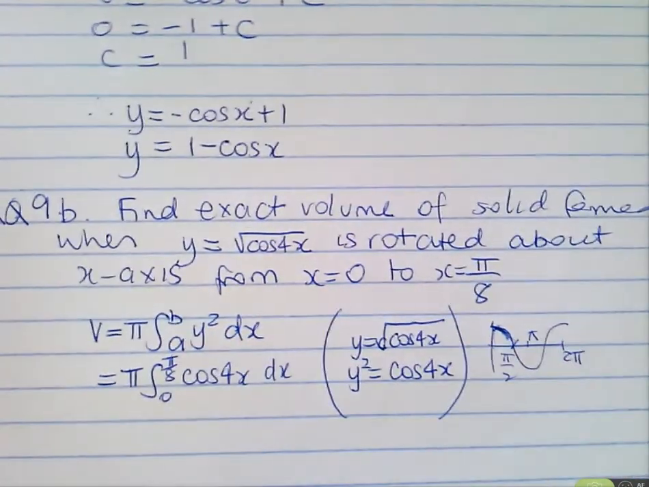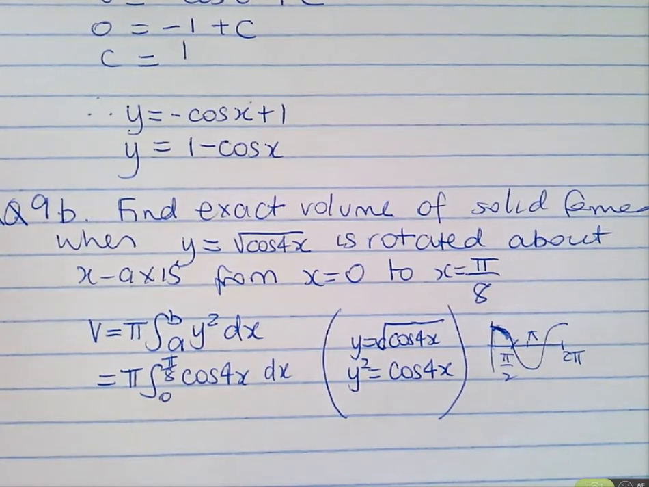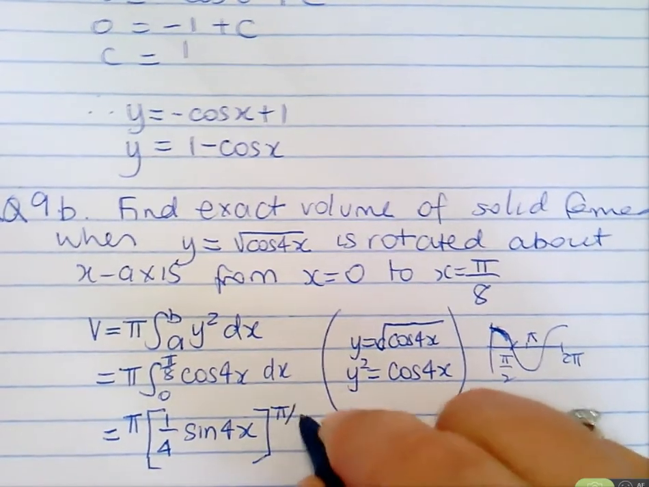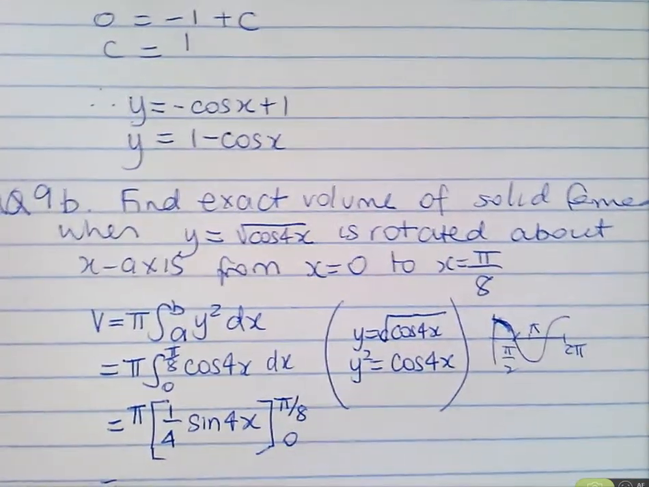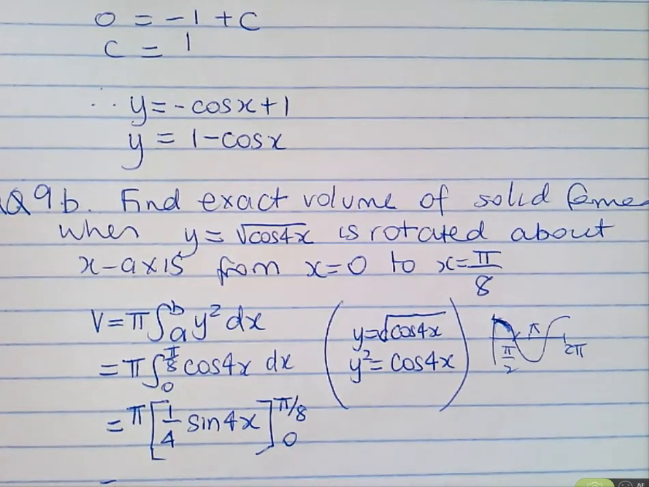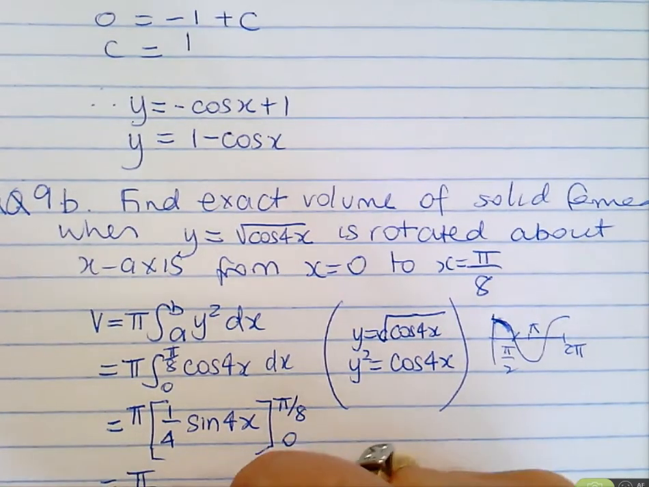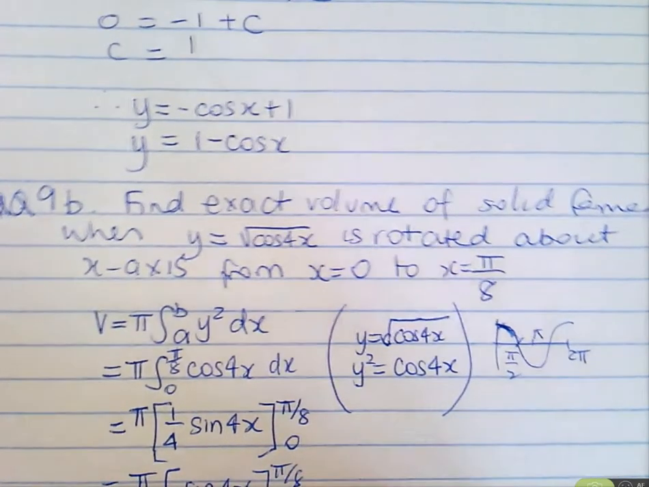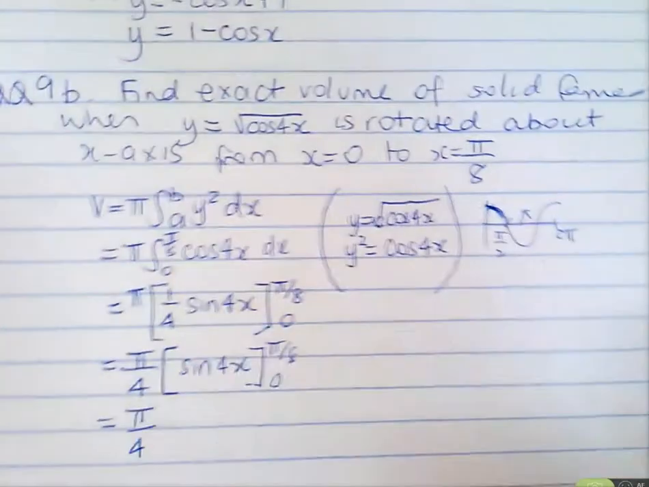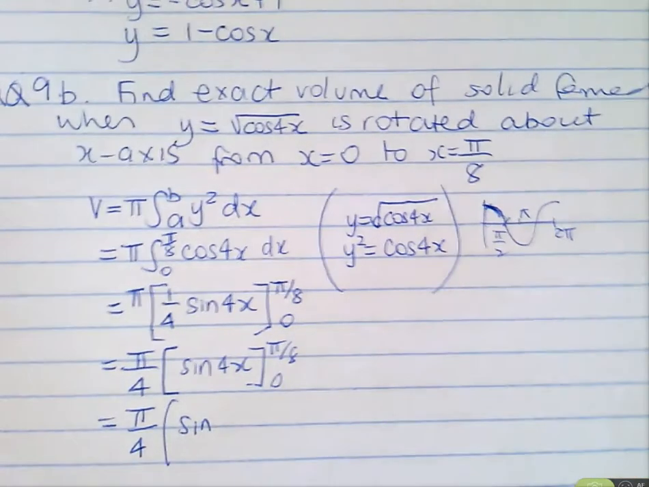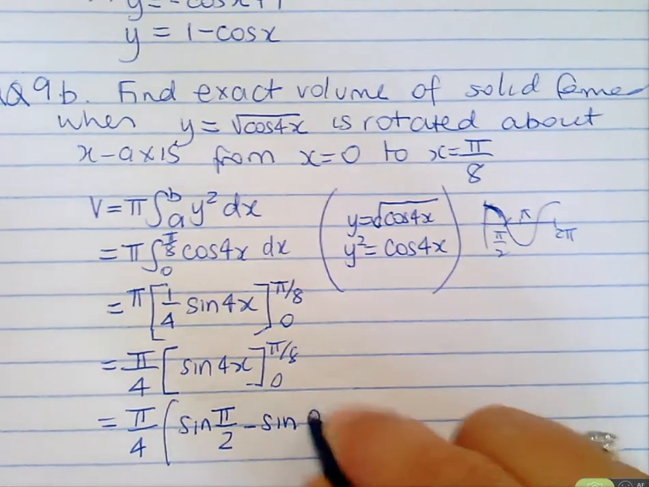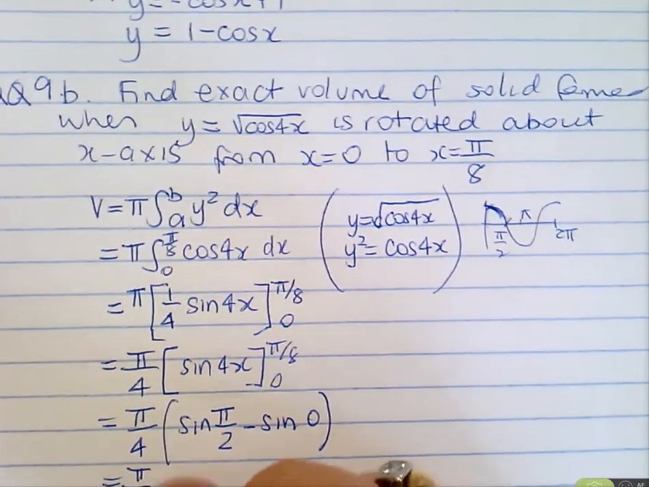And you can do it: 1 on 4 sine 4x, from 0 to pi on 8. Really, pull out that quarter to the front and make it what? Instead of just pi, make it pi on 4 at the front. And then we've got sine 4x and you're substituting pi on 8 and 0. So you get pi on 4 times sine of what? What's 4 pi on 8? Sine of what? Minus sine of 0.